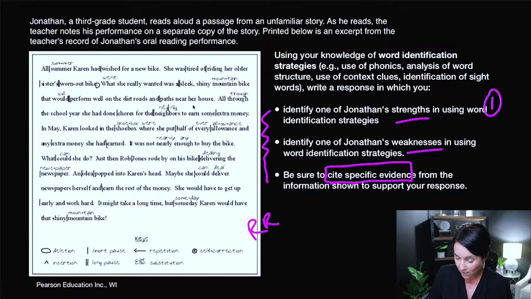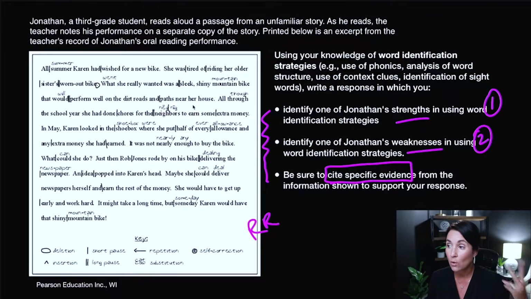Now notice the bullets here. This is going to be paragraph 1 and this is going to be paragraph 2. We're going to do 1 paragraph on strengths, 1 paragraph on weaknesses. That is it. No need for an intro, no need for a conclusion. Just get right in and do the task.